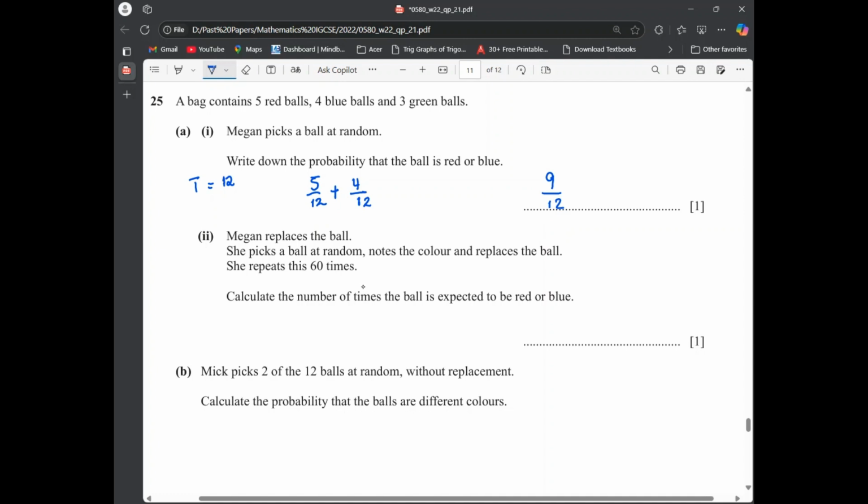Megan replaces the ball. She picks a ball at random, notes the color, and replaces the ball. She repeats this 60 times. Calculate the number of times the ball is expected to be red or blue. We can write this 9 over 12 in simpler form. In its simplest form, it's equivalent to 3 over 4. Now, she does this 60 times, so our answer is going to be 60 multiplied by 3 over 4, and that's going to be equal to 45.